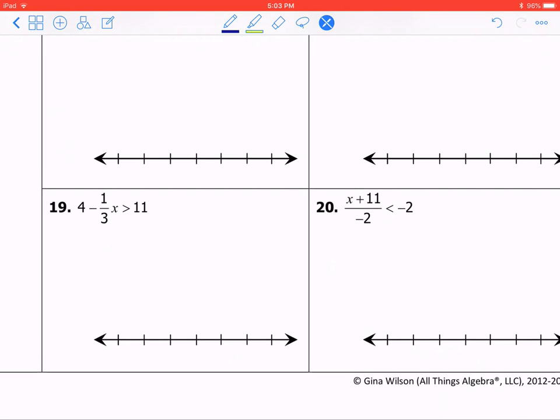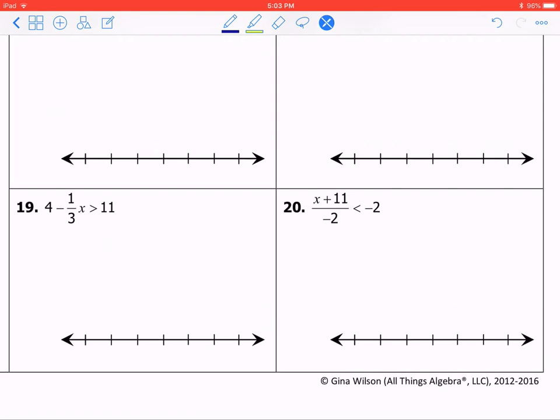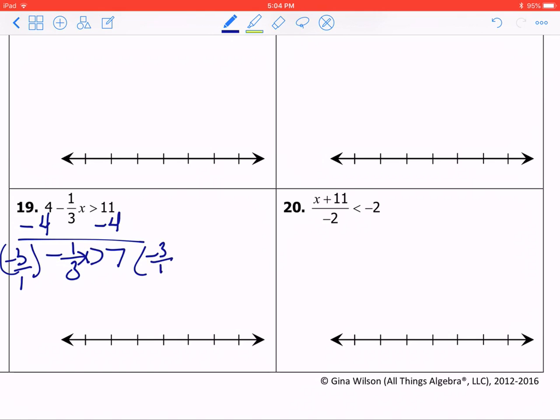Okay. I'm just going to jump down to 19 and 20, and then I'd like you guys to finish the rest. So for 19, we have a positive 4. So because it's positive, I will subtract it. And I'm running out of time here, so I'm going to pick up the pace. So we have negative 1 over 3. It's greater than 7. Get rid of the fraction by multiplying by its reciprocal, so negative 3 over 1. Oops. I multiplied by a negative, so you must flip to be less than, and I get negative 21.